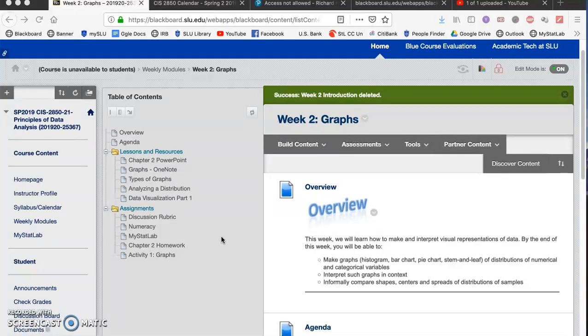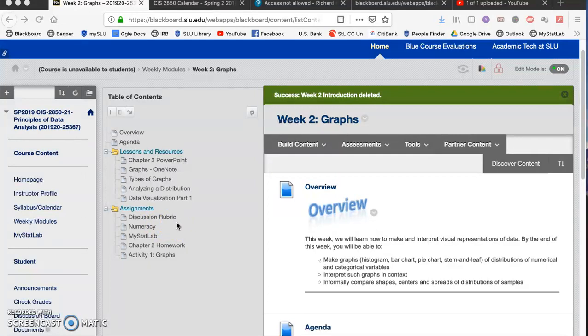In terms of the assignments, you'll have a discussion. You might want to look at the rubric for that and make sure that you understand what that is. Once again, the rhythm of the discussions is that the first part is going to be due Wednesday night, and then the remainder due at the end of the week. There will be an assignment from my stat lab.